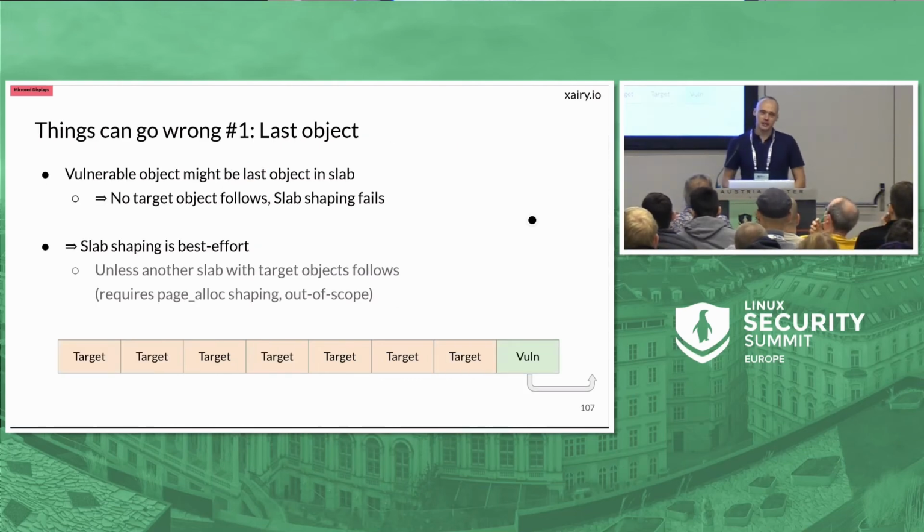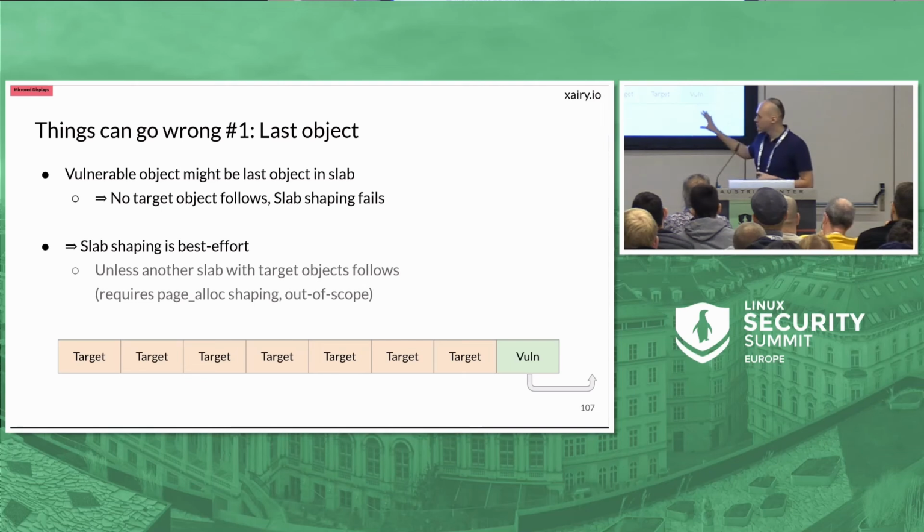There are some things that can go wrong. For example, it can happen that the vulnerable object is placed last on the slab. So a slab has a certain limit. If the vulnerable object ends up last on the slab, then we fail to override the target. As a result, there is no way to make slab shaping work in 100% of cases.